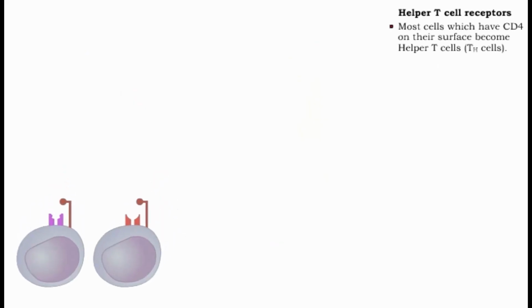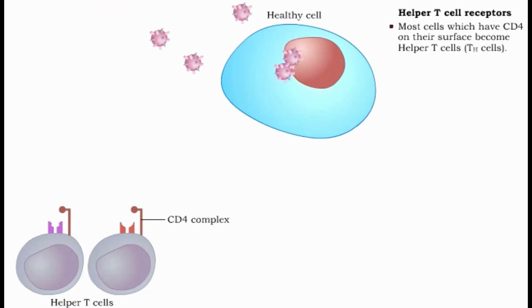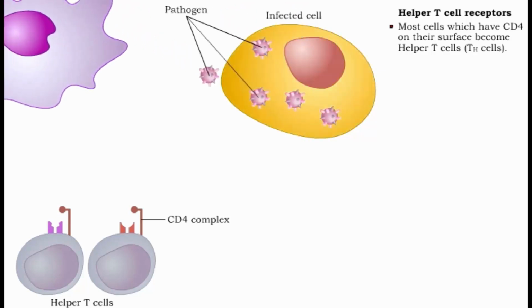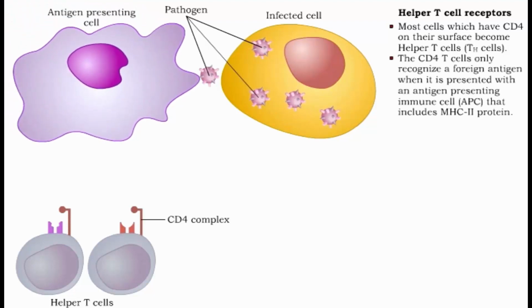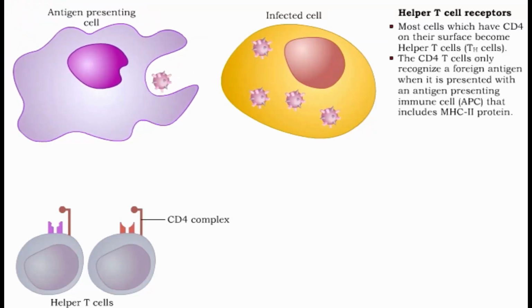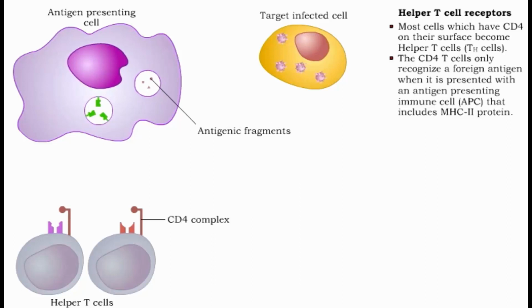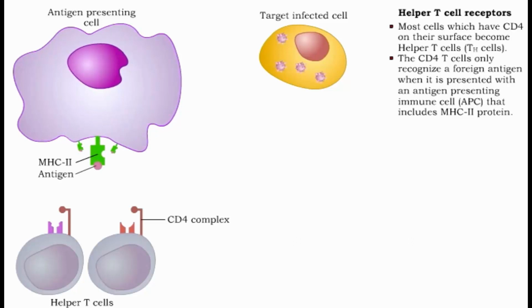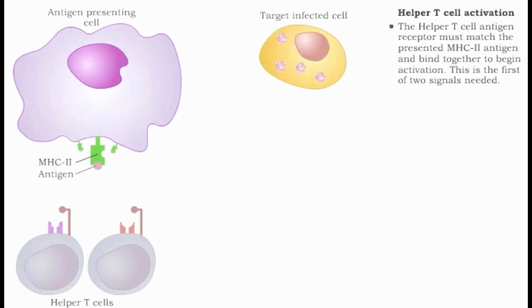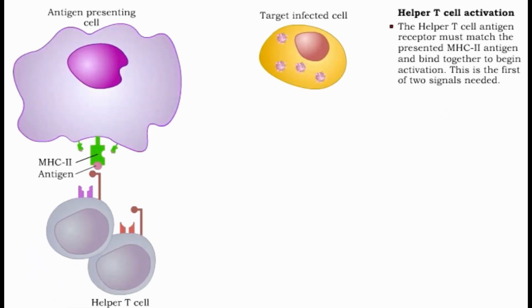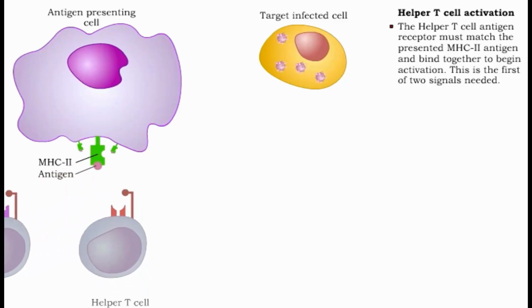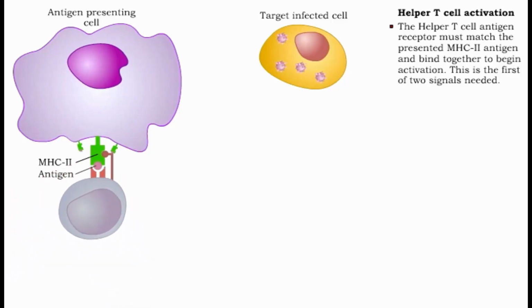Most cells that display CD4 become helper T cells. CD4 T cells can only recognize foreign antigens when they are presented in conjunction with major histocompatibility complex, or MHC, class II molecules. These protein molecules are only found on certain immune system cells, called antigen-presenting cells. The helper T cell antigen receptor must match the presented MHC II antigen. Their binding with one another is the first signal needed to begin activation of the T cell.